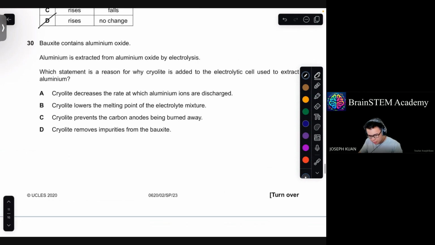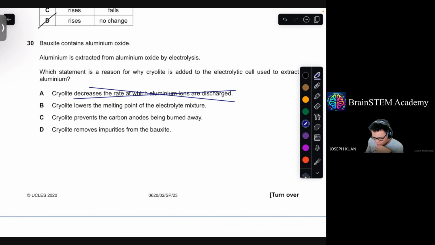Moving on to question 30. Bauxite contains aluminum oxide. Aluminium is extracted from aluminum oxide by electrolysis. Which statement is the reason for why cryolite is added to the electrolytic cell used to extract aluminum? A, cryolite decreases the rate at which aluminum ions are discharged. No, it does not decrease the rate. It's pretty weird, right? Why are we adding something that disrupts our purpose, which is to get aluminum ions discharged?